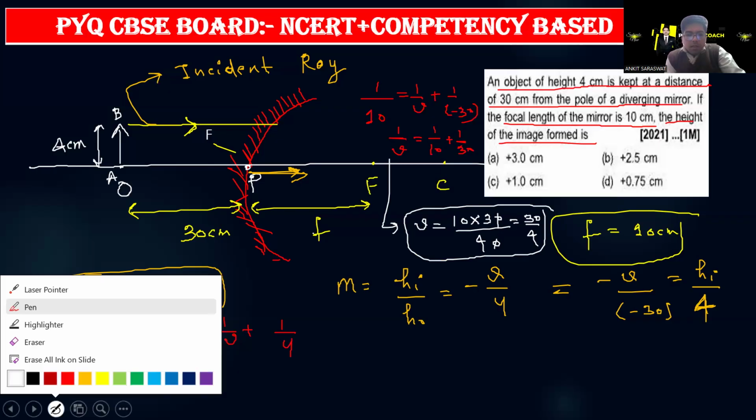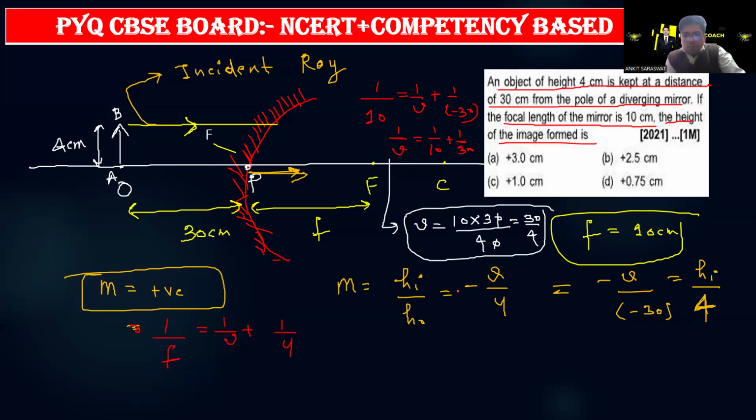So what is the answer? V is 30 by 4. Okay. Downside minus 30, hi by 4. Clear? So all these will be cancelled out. So what will the final answer be? The height of the image comes out to be positive 1 centimeter. That's what I told. The height comes out to be positive 1 centimeter.